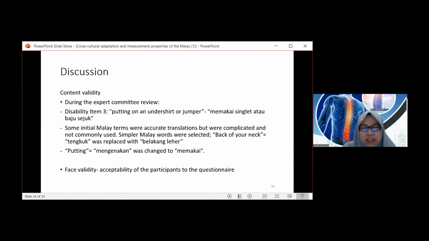The second issue was ensuring the M-SPADI was accessible and generalized to all Malay-speaking individuals from various education and geographical backgrounds. This was accomplished by following the recommendation that prompts should be simple enough for a 12-year-old to understand. Some initial Malay terms were accurate translations but were complicated and not commonly used. Simpler Malay words were selected.